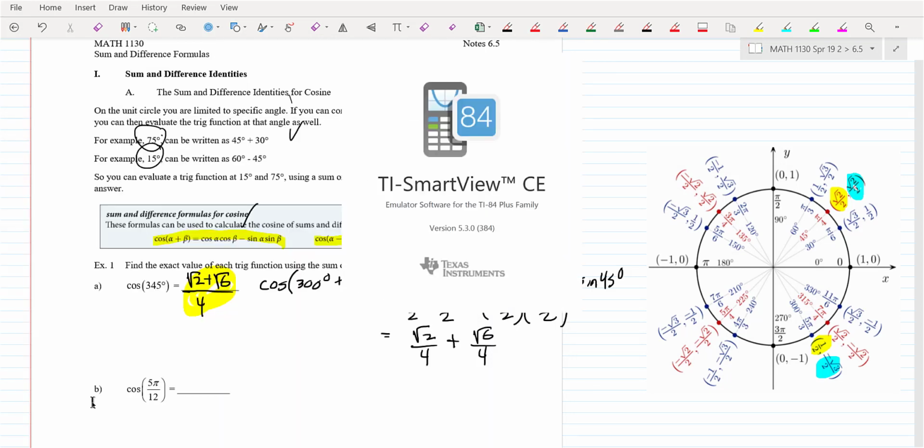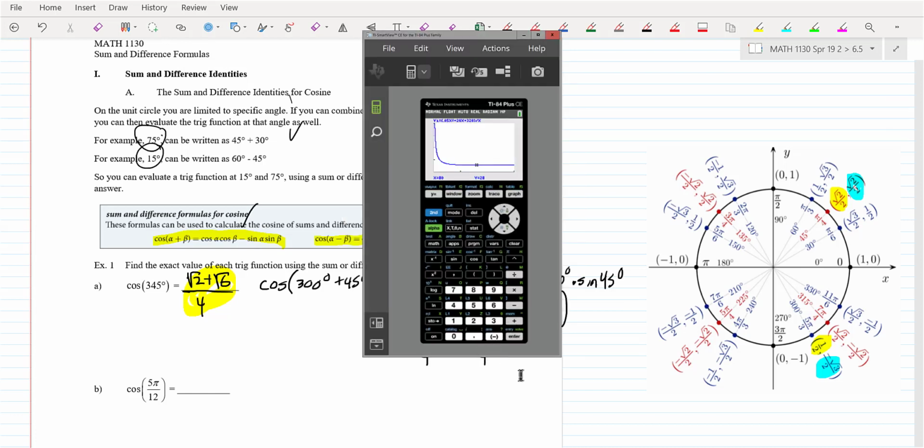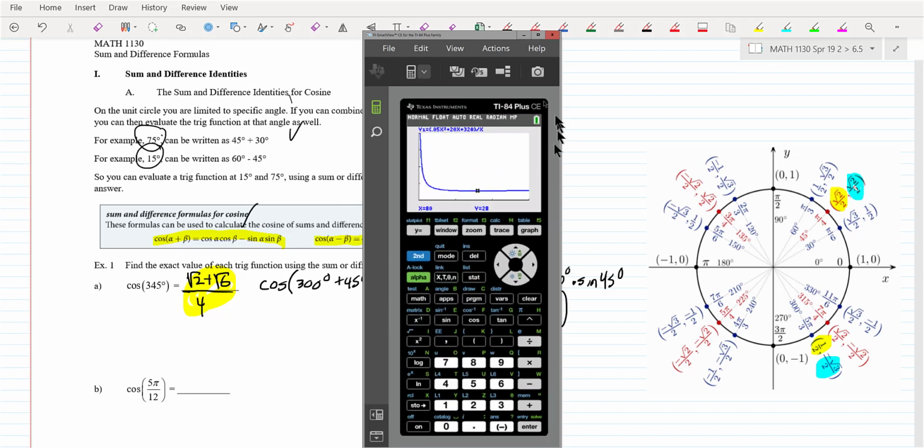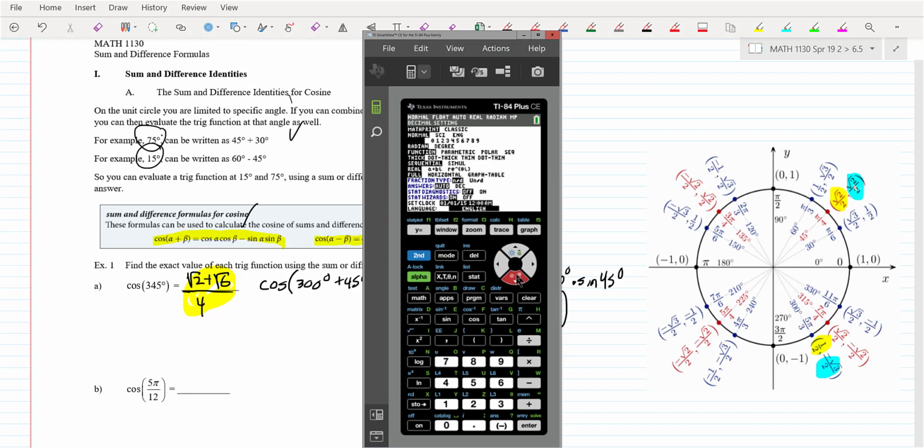So what I would do, I think my calculator, I need to change this back to the right mode and everything here too. So if you want to try this on your calculator, this is kind of a nice thing to know for homework and stuff. You would want to be in degree mode since we're dealing with a degree measure. And then this is all you got to do. You just go cosine of 345, and that's a decimal answer.